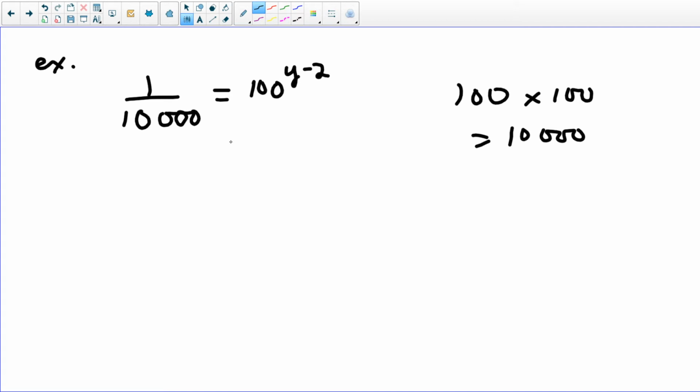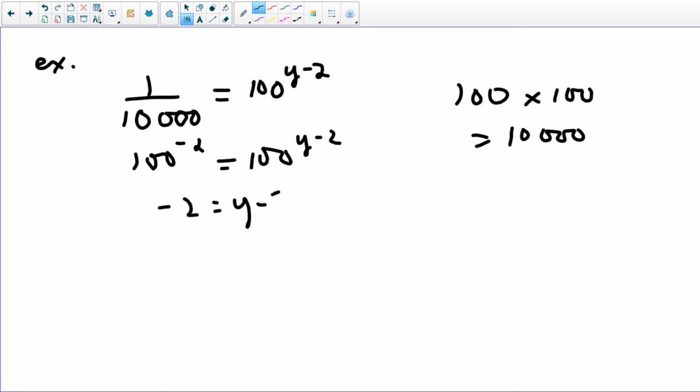So if we go to 10, we're going to have to distribute that into here. It's not that big of a deal, but if we can find a quicker way of doing it, we might as well, right? So wouldn't this be 100 to the negative 2 equals 100 to the y minus 2? And now I can just drop the bases immediately without having to do the distributivity.